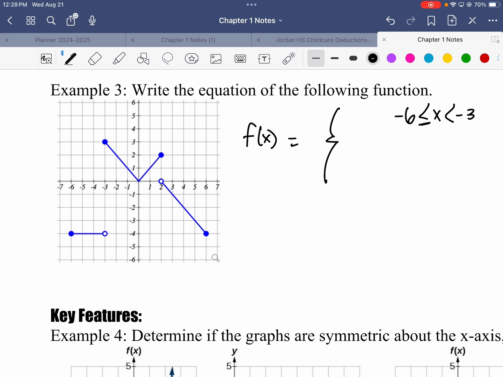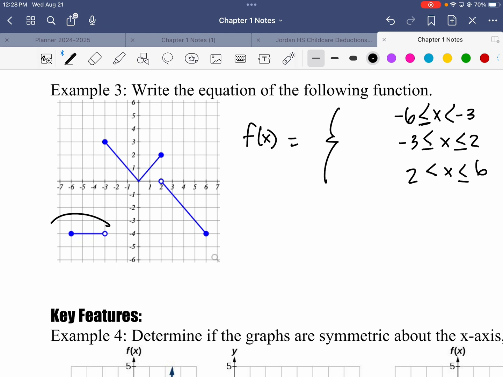Yeah? Okay, how about that middle section? What's this one's domain? -3 to 2. And then we have to look and see, do either of them have closed dots? So we need or equal to's on both. And the last chunk, what's the domain on the last chunk? 2 to 6. And do any of them have closed dots? Okay. So we have our domains set up now.